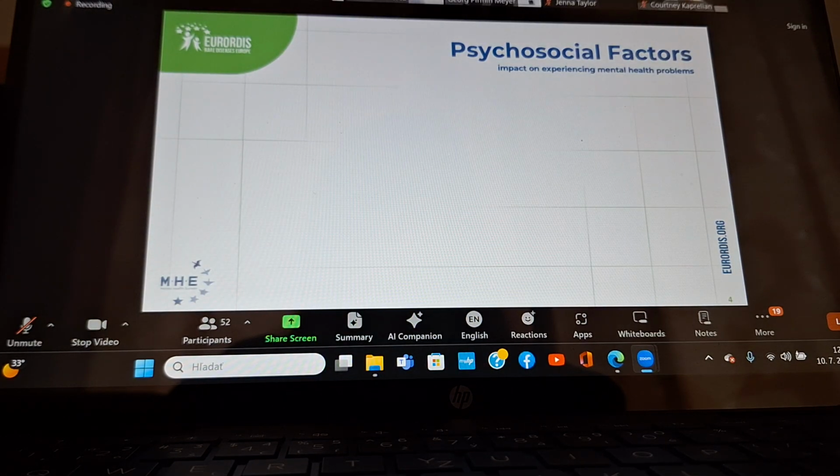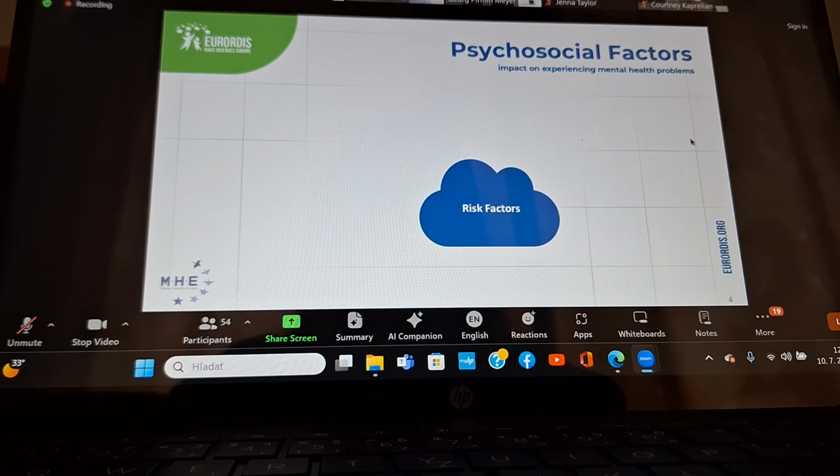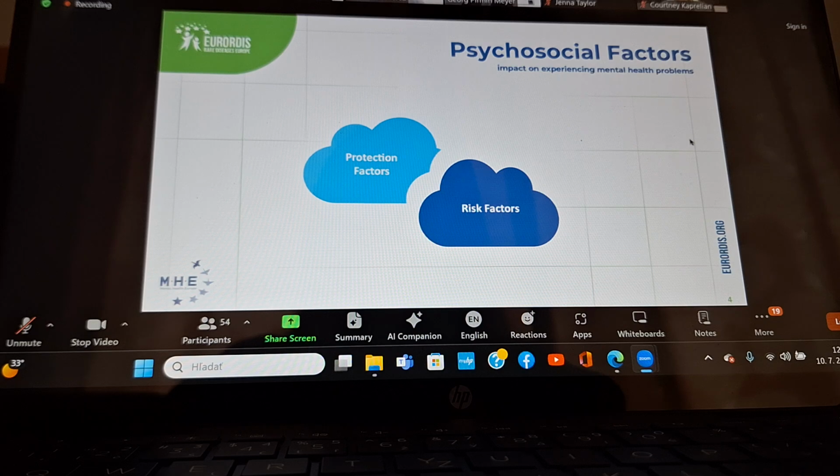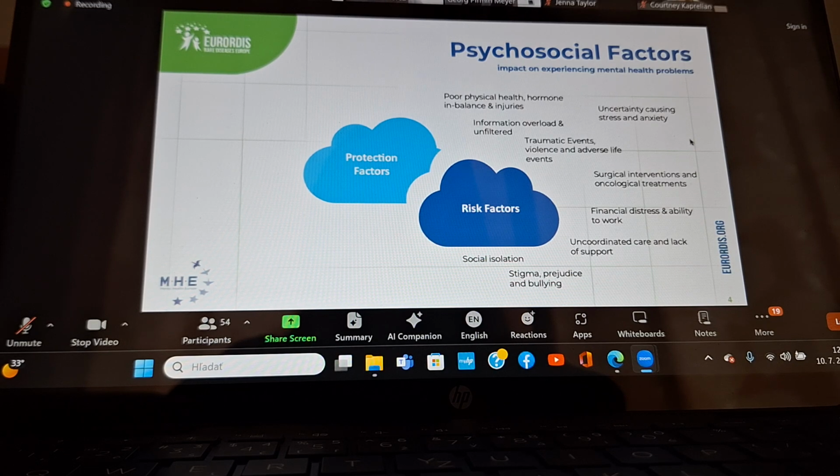But when we think about mental health, actually there's a range of factors which influences whether we have good mental health or whether we experience some challenges in our day-to-day lives. There's a set of risk factors and there's some protection factors. So the risk factors, to give you an example, could be that you live with stigma or prejudice or bullying. Social isolation can be a risk factor for poor mental health.